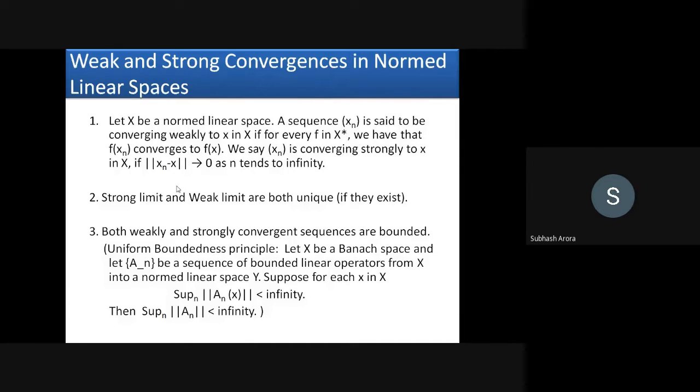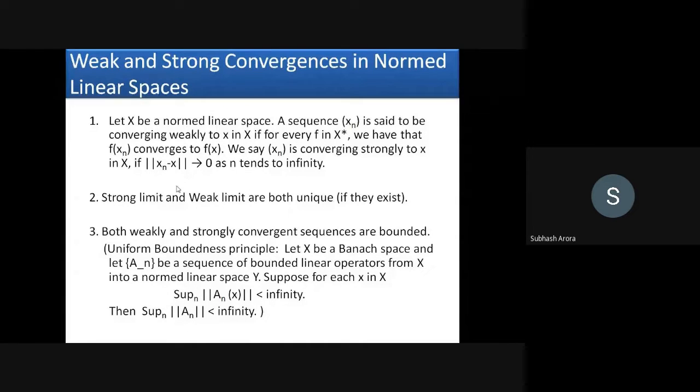So every weakly convergent sequence is bounded. Every strongly convergent sequence is bounded. Strong limit and weak limit, I told you, are unique. If xn converges to x strongly, it converges to x weakly, and the weak limit and strong limit become unique. Every strongly convergent sequence is also bounded, and every weakly convergent sequence is bounded. Strong limit, weak limit, unique, all these things.